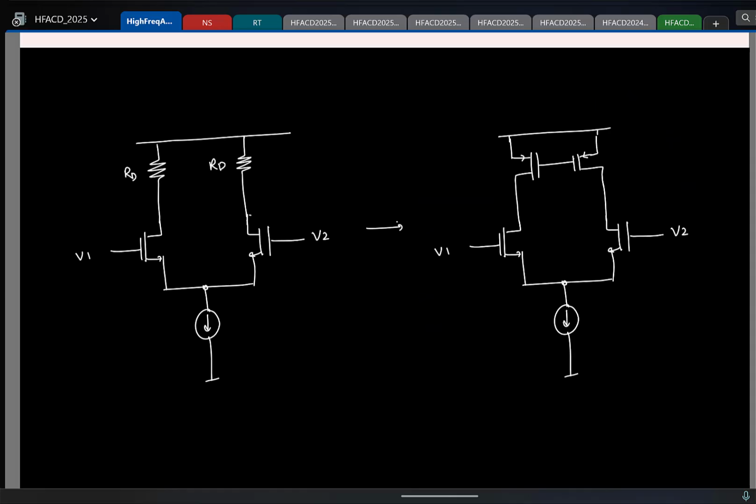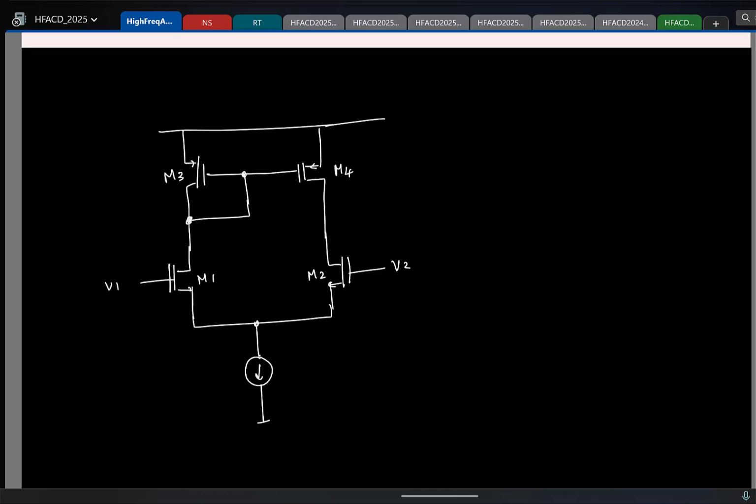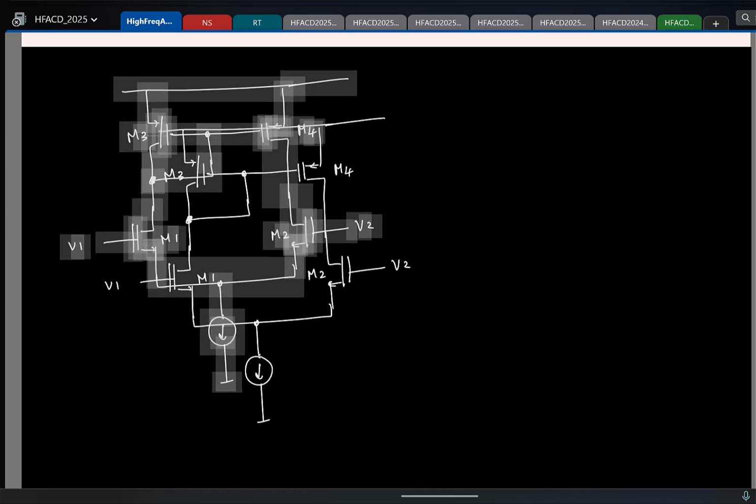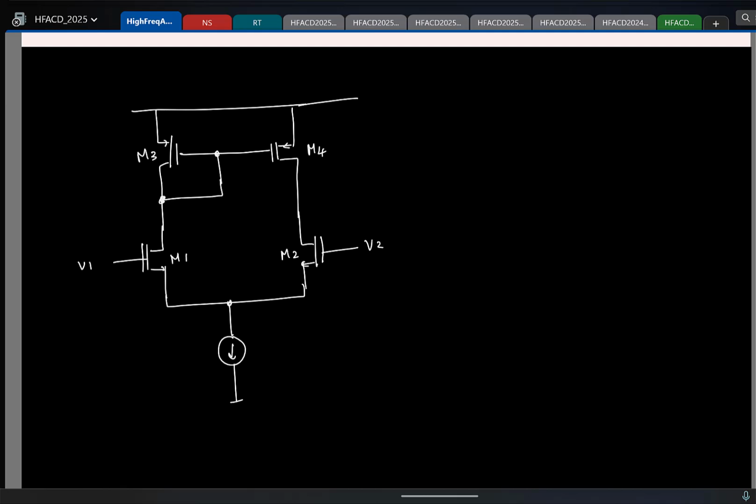But then we decided to generate the bias voltage and that we self bias this way. So this gave rise to the 5 transistor OTA. One of the most popular circuits, we still use it for making single stage op amps. And this is an asymmetric circuit, but what we observed was the following.